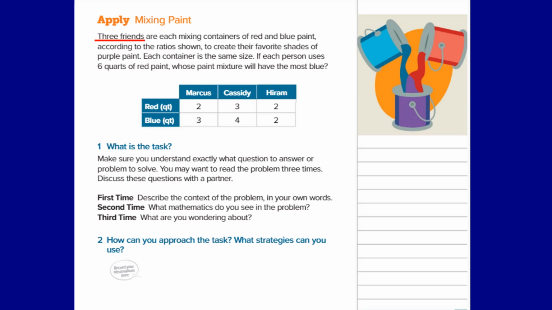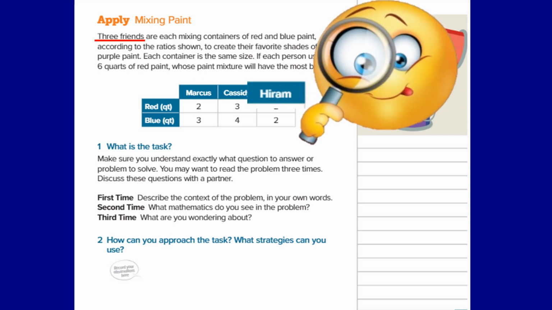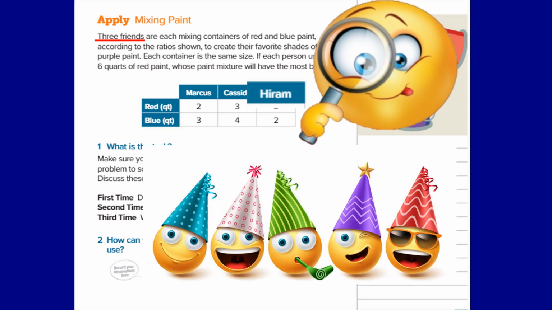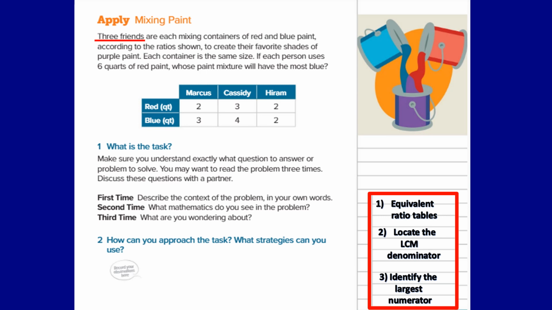Now, we can see that we have three friends, and notice that we have Marcus, Cassidy, and then notice this name. The first time in my 27 years of teaching, my name has appeared in materials that I teach with. It's a unique name, but it makes me kind of happy that it's actually being used by someone. Going back to the problem then.